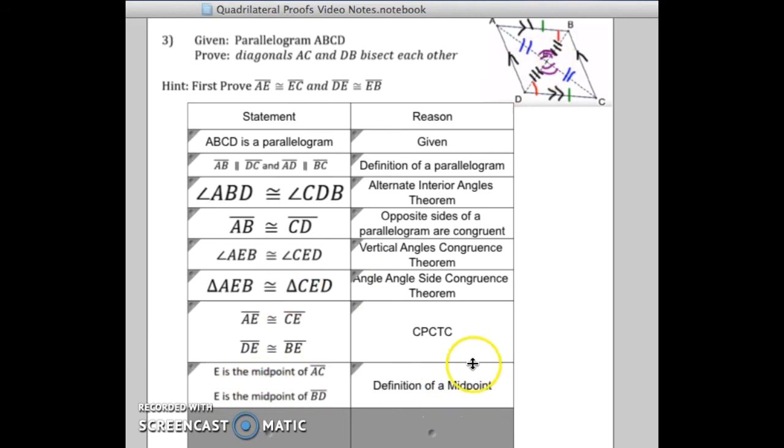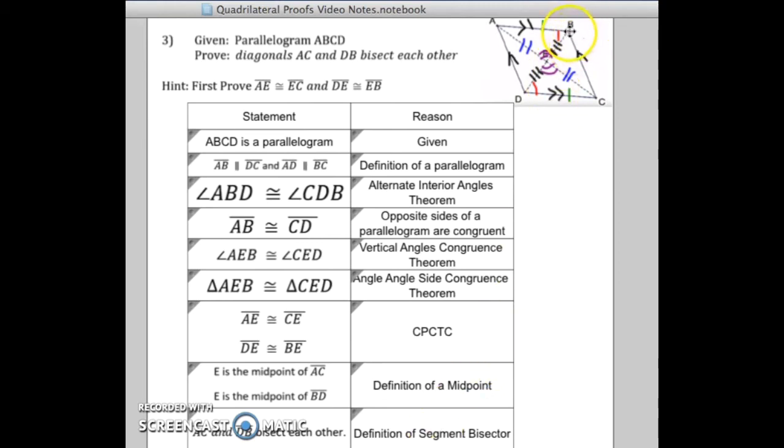By definition of midpoint. I probably could have done this proof without that step and gone straight to the next one. AC and BD bisect each other because the definition of a segment bisector is a point, line, or ray that divides a segment into two congruent segments. Notice that this diagonal divides this diagonal into two congruent pieces, and then segment AC divides segment BD into two congruent pieces. So now we know that the diagonals of a parallelogram bisect each other.